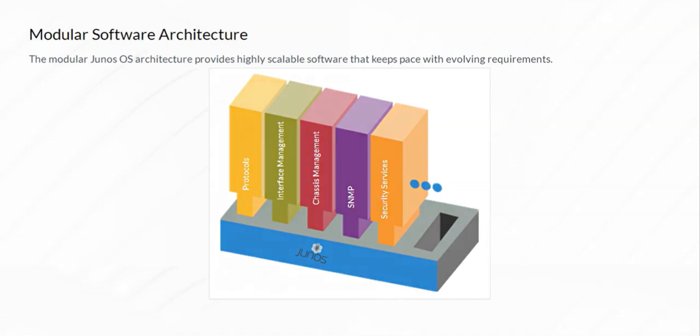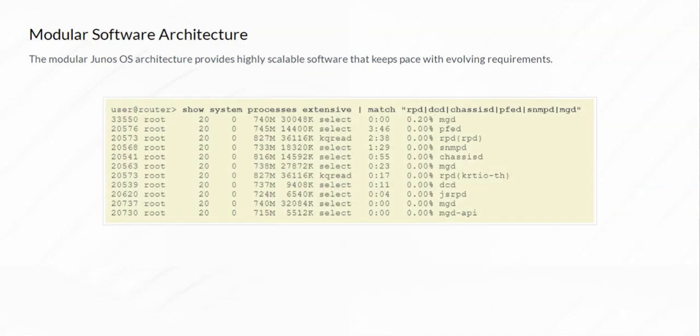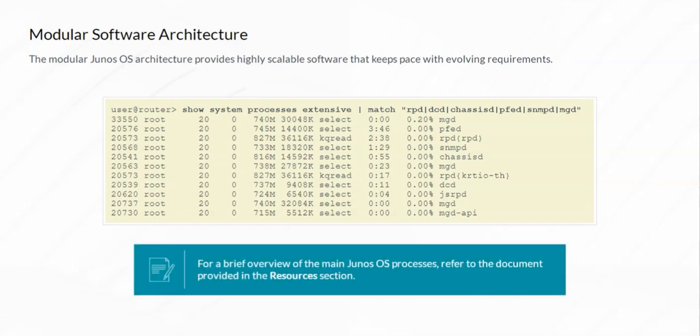The example shows some of the common software processes running inside Junos OS, which can be verified with the show system processes extensive CLI command. For a brief overview of the main Junos OS processes, refer to the document provided in the resources.